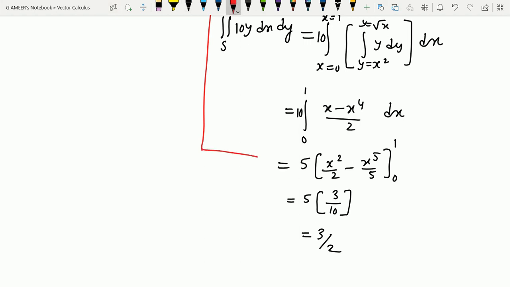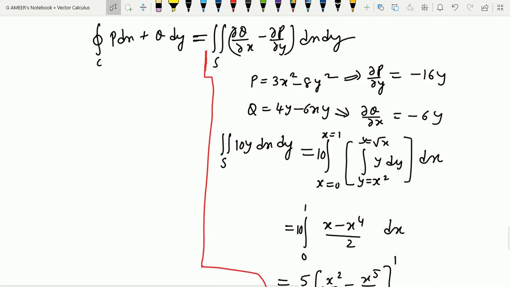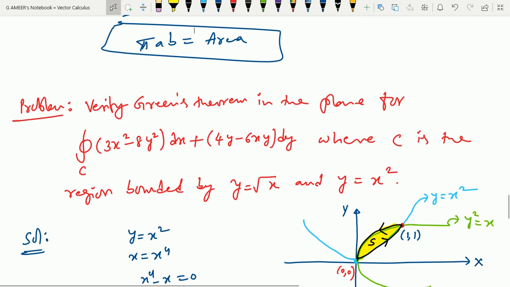Now our aim is we need to prove LHS is also equal to 3 by 2. Let us prove that it will be equal to 3 by 2. Let us go for the LHS part. So here is the LHS: the integration over the curve of P dx plus Q dy.